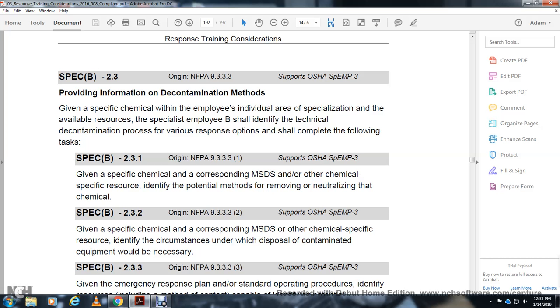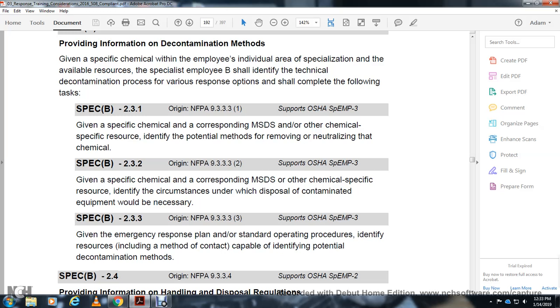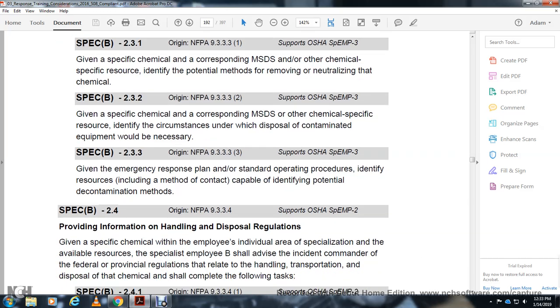Identify circumstances under which disposal of the contaminated equipment would be necessary. Given the emergency response plan with the standard operating procedure, identify the resources, including the method of contact, capable of identifying the potential decontamination method and providing information on handling and disposal regulations for the specific chemical, with the employee's individual specialization and available resources.